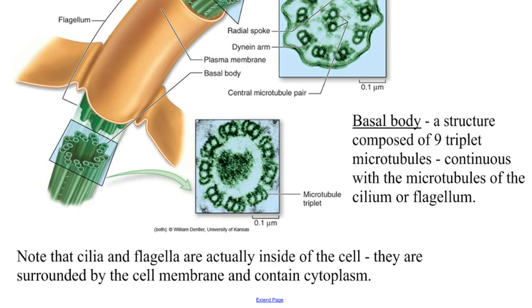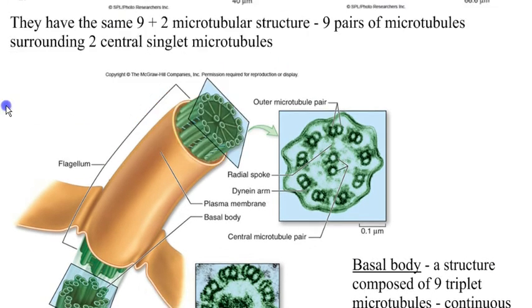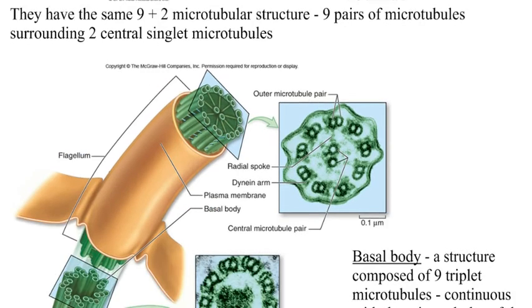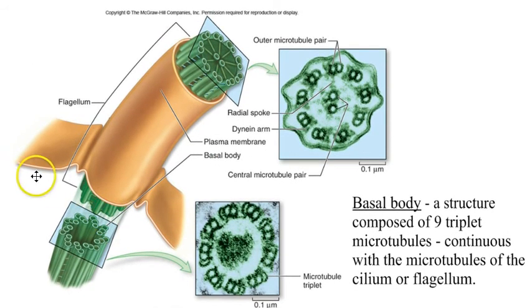One thing that's interesting about the cilium and flagellum is that, even though it looks like something that's sticking out of the cell, in reality it's not. If you look at this picture right here, you can see that the plasma membrane actually surrounds the cilium and flagellum, and there's even cytoplasm up in here. And obviously, if you're going to have motor proteins walking around, you're going to need some form of energy, ATP. So these are actually still within the cell.